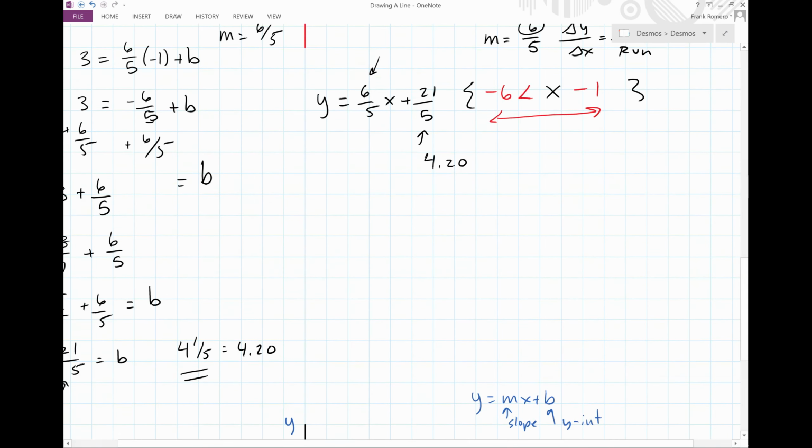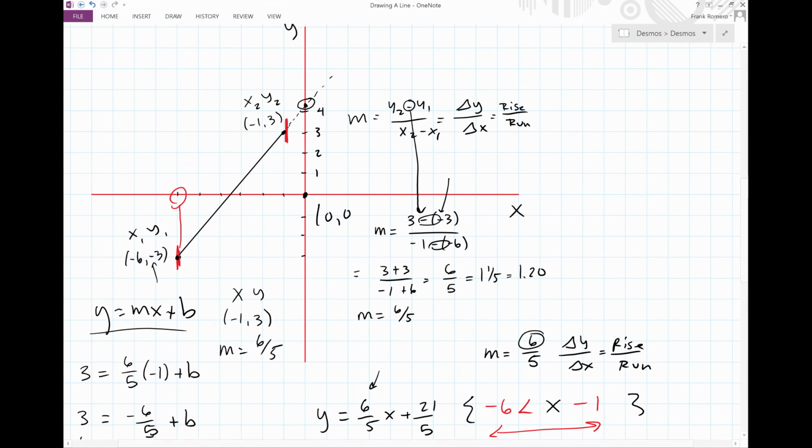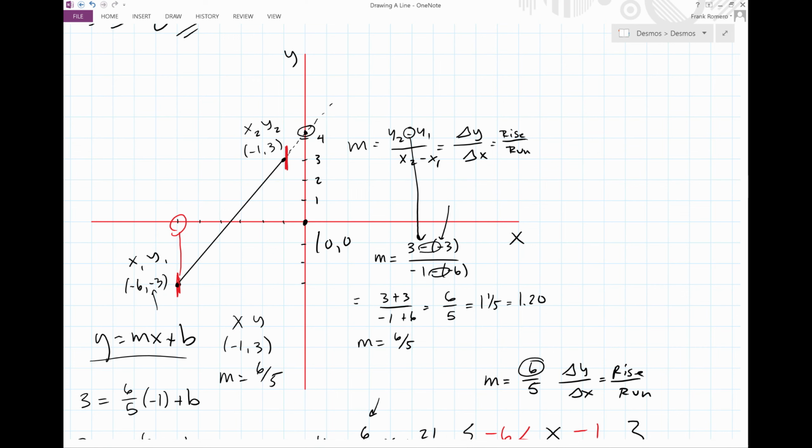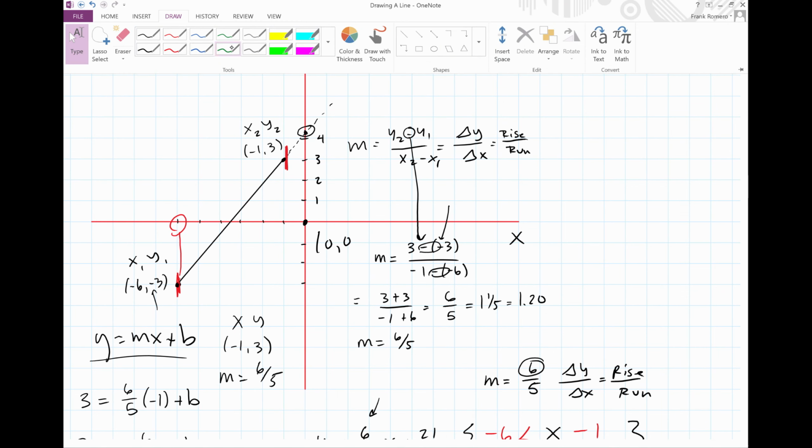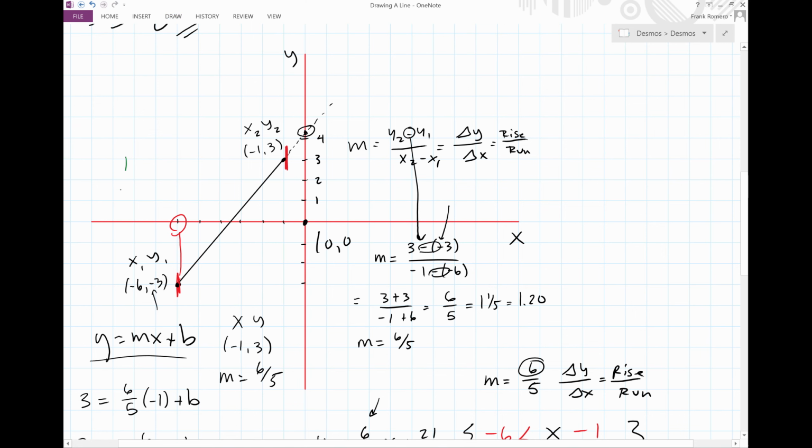Look at this one. This line that we had over here, I'm going to draw it in a different color. Let's do green. Here's left, here's right, and it's going this way. It's going up. We read from left to right. We started down here, we're going to the right, and the line is going up.